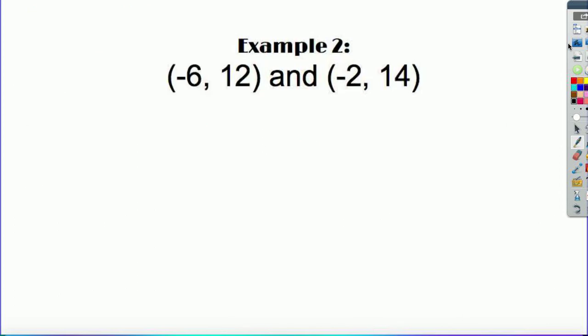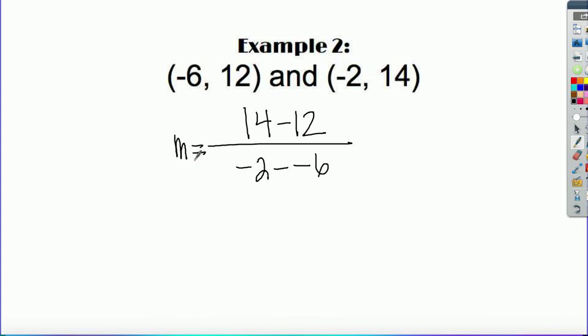Example 2, we're trying to do the same thing. We are trying to find the slope and the y-intercept so that we can write the equation of the line. So we will find slope first. I've got y2 minus y1, so I've got 14 minus 12, divided by -2 minus -6. So this is going to tell us our slope.